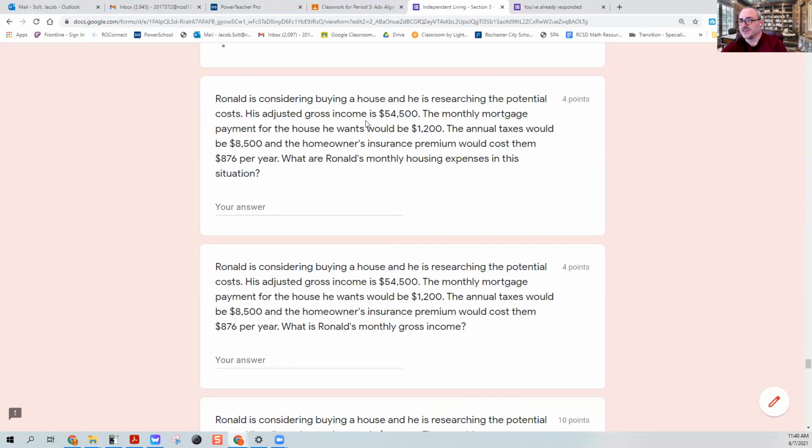Ronald's adjusted gross income is $54,500. The monthly mortgage payment for the house he wants would be $1,200. The annual taxes would be $8,500, and the homeowner's insurance premium would cost him $876 per year. What are Ronald's monthly housing expenses in this situation?